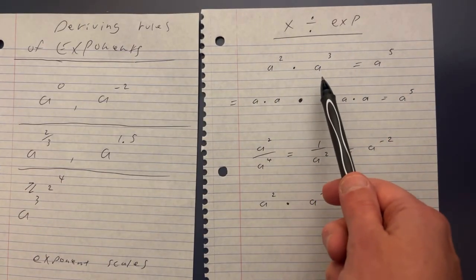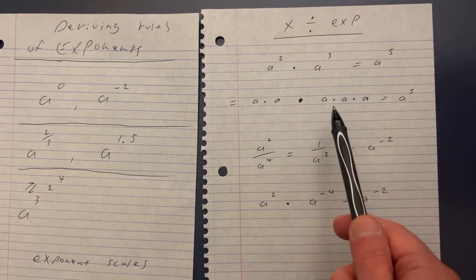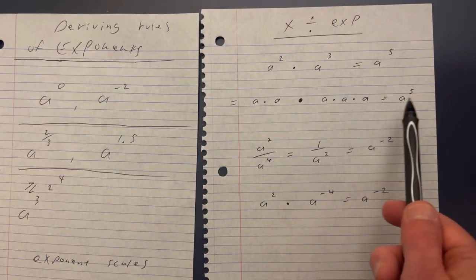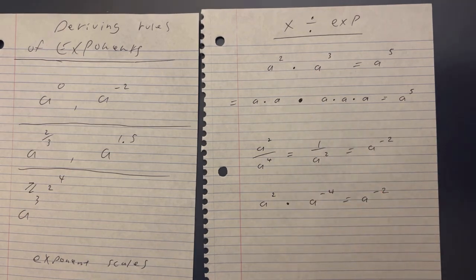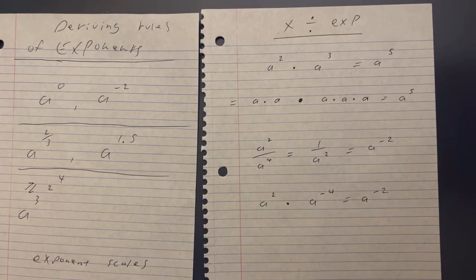A squared times a to the third. That means a squared means a times a, a to the third means a times a times a. Thus you get a to the fifth. You just add your exponents. Since in multiplication you add exponents, that means in division you will subtract exponents.